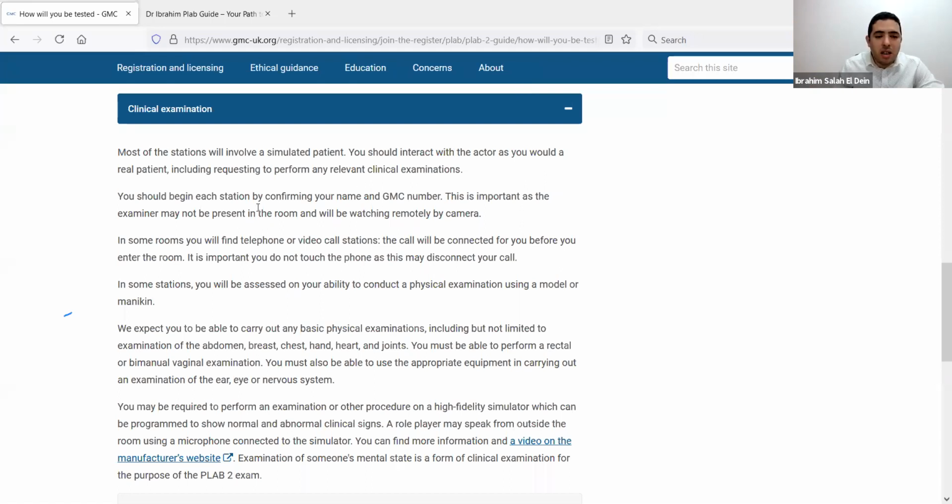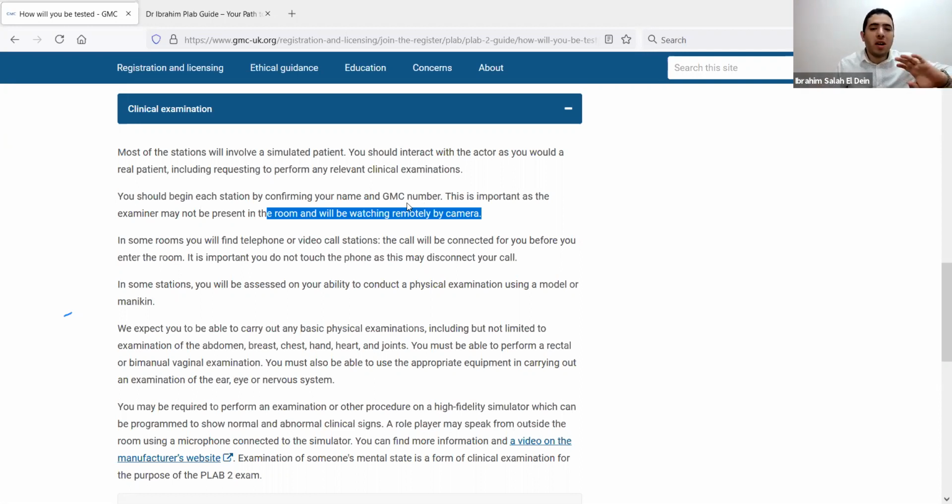You should begin each station by confirming your name and GMC number. This is important, as the examiner may not be present in the room and will be watching. This is a good point to comment on how you will be assessed, by the role player and the examiner. At some stations, you will have the examiner with you in the room, and in other stations, the examiner will watch you through the camera. So he will need to know your GMC number and your name. So in all stations, mention your name and your GMC number, but don't care about the camera.